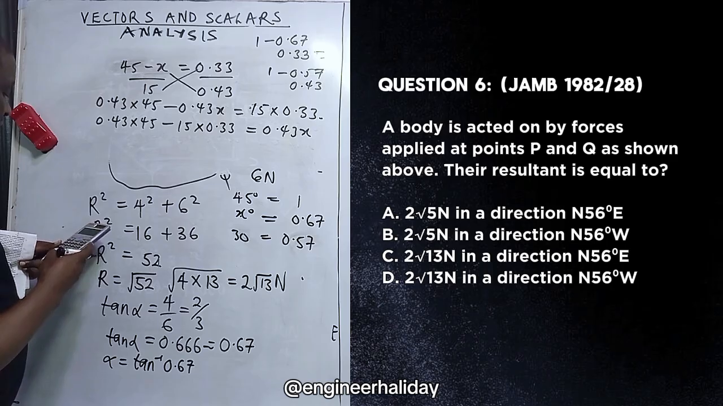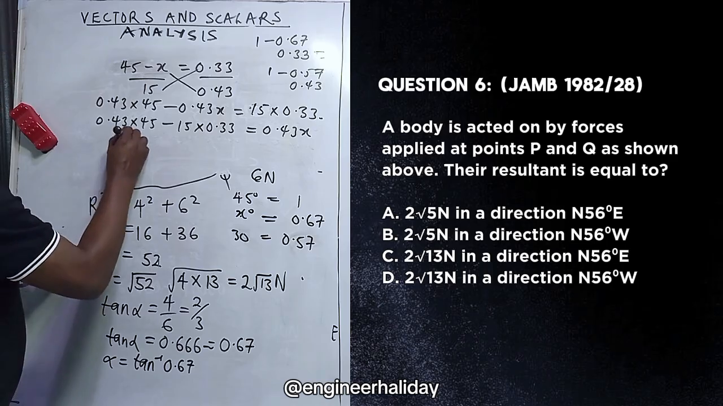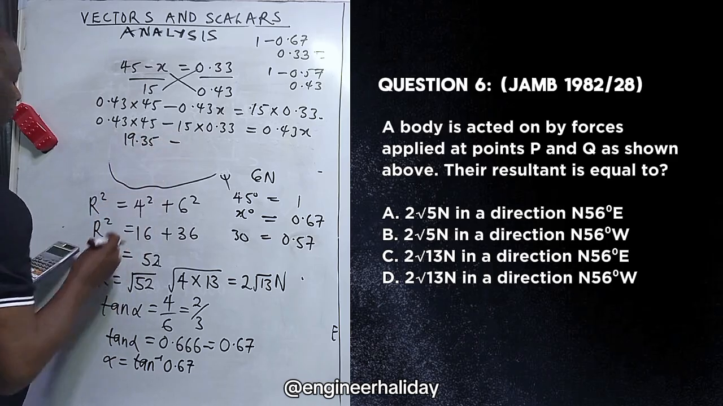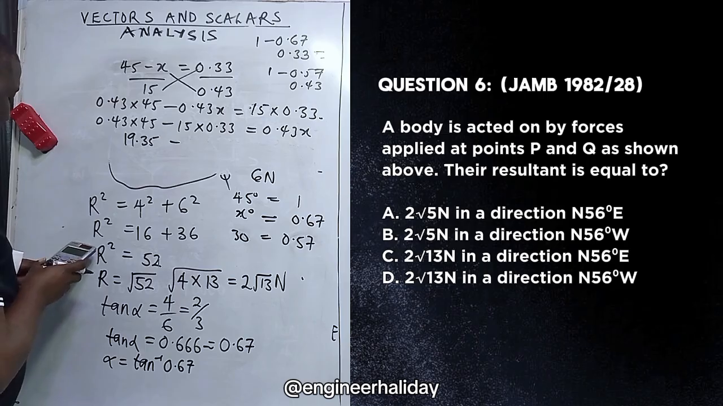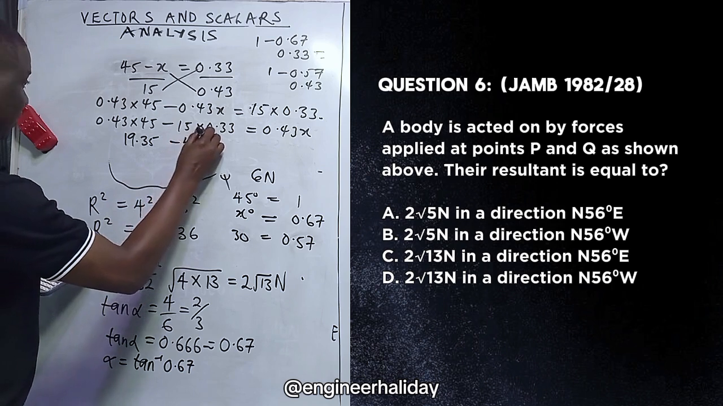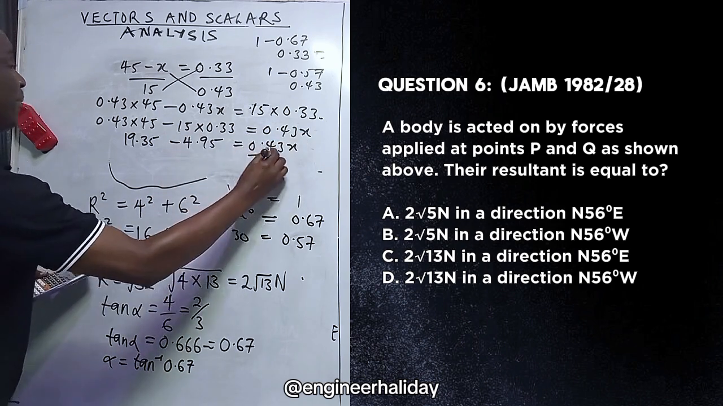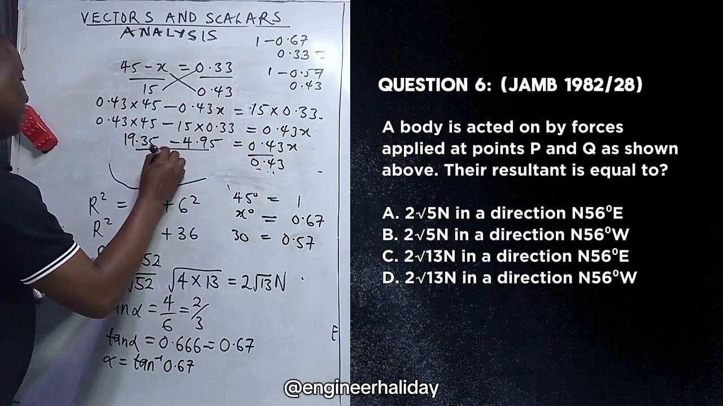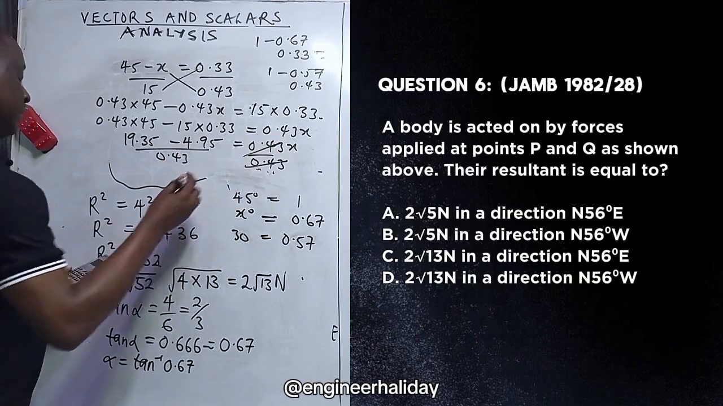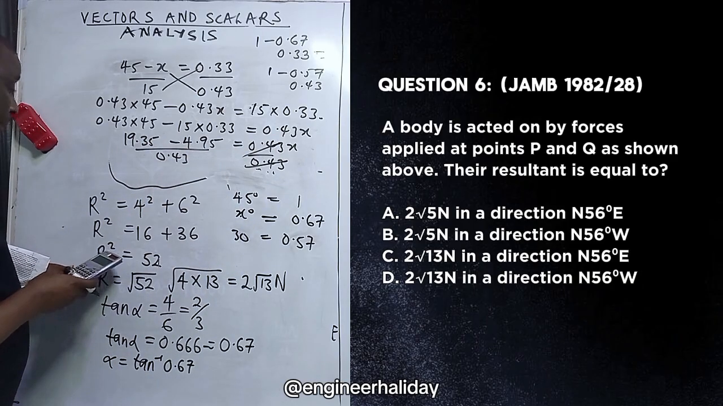0.43 times 45, you are going to have it as 19.35, minus 15 times 0.33, you are going to have it as 4.95, equal to 0.43x. So if you divide both sides by 0.43, you are going to have what? This is what we call interpolation.